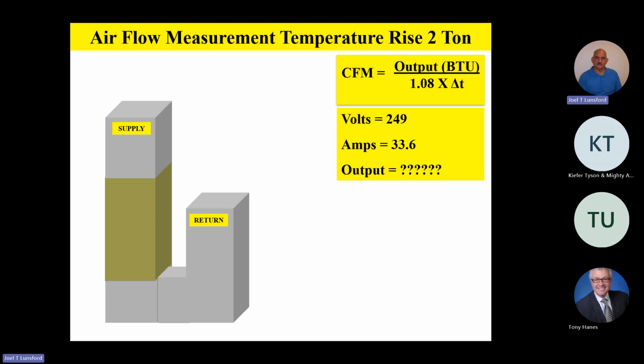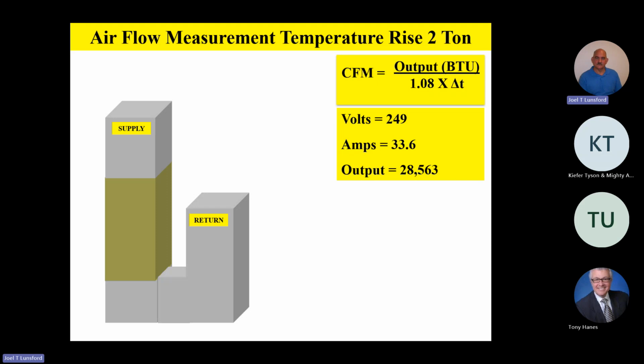So we're going to take volts times amps times 3.414 to convert that to output. Somebody help me out: what's the output of that heat strip cooking at 249 volts, 33.6 amps, times 3.414? What is the output portion of this formula? 28,005. Excellent. 28,563 is what I've got. Write that down someplace or just make a note of it. 28,563 is what I have on my calculator.